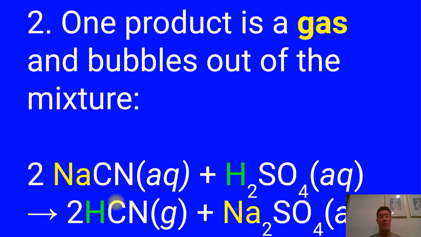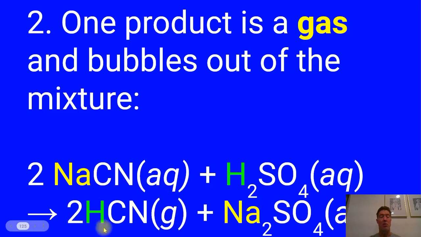So the first thing that indicates a double displacement is the formation of a precipitate. Another thing that can indicate a double displacement is a gas that is produced and bubbles out of the mixture. So here we have, again, two compounds, sodium cyanide and sulfuric acid. And what we're going to see is that the H and the Na are going to displace each other. So H is going to come over here to form HCN. The Na is going to come over here to form Na2SO4, sodium sulfate.